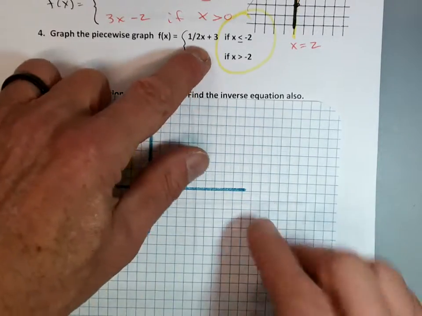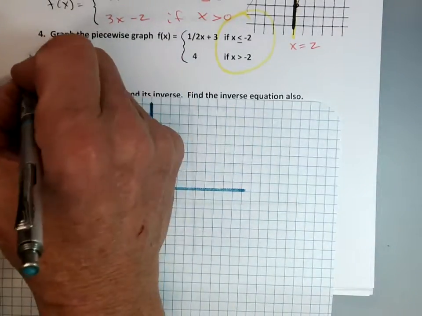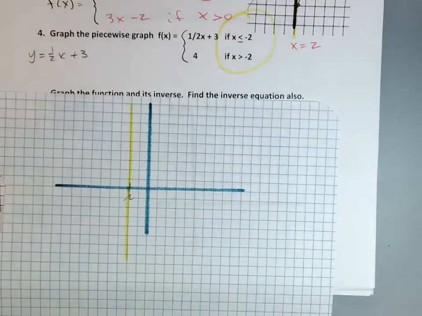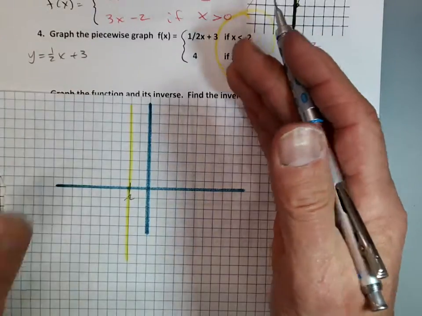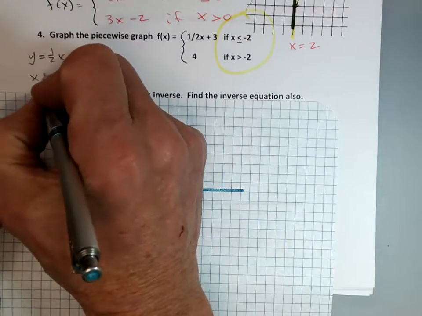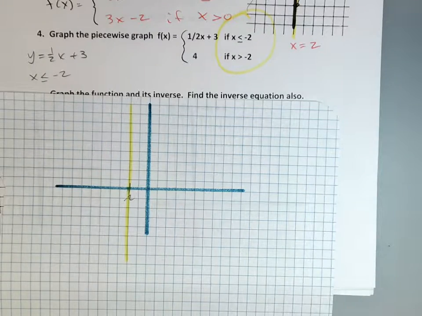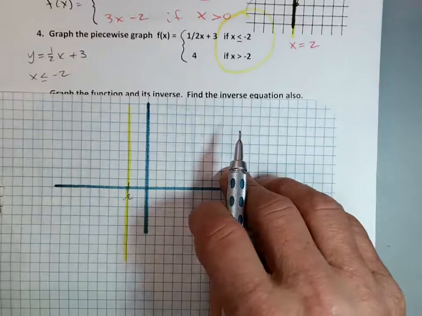My first graph, y equals 1/2 x plus 3, is going to be in the back half. That's where it's going to be my less than or equal to -2, okay? So I'm going to graph that. And I might have to erase some of it because it's on just this left-hand side.